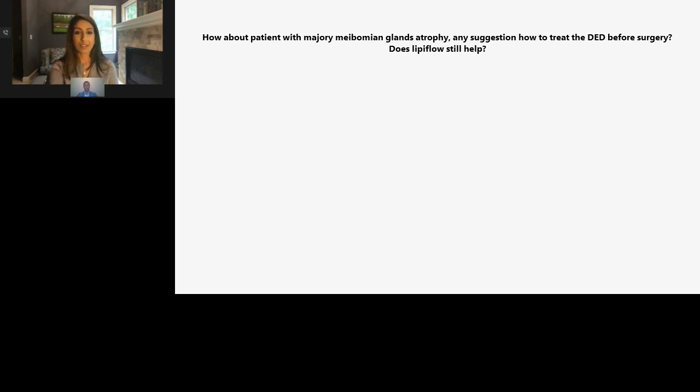Okay, our next question here. How about a patient with major meibomian gland atrophy? Any suggestions on how to treat dry eye before surgery? Does LipiFlow still help? We kind of addressed this a little bit before. I still think it's worth doing the LipiFlow treatment.